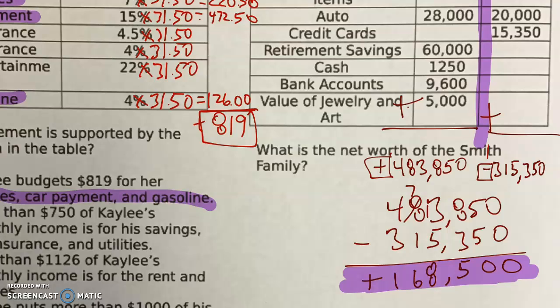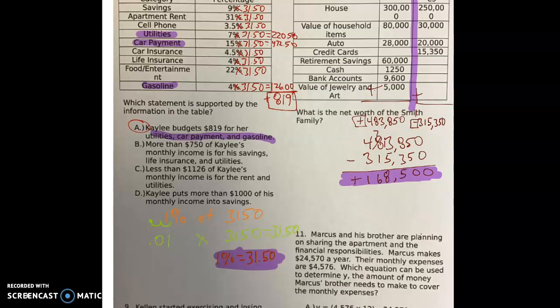$168,500. They are in the positive. That is their net worth. Okay? It's possible to get a negative answer in this. For me personally, I would be in the negative because I have a bunch of student loans because I started school so late. So that's why I strongly recommend, if you're going to do college, do it as soon as you get out of high school.